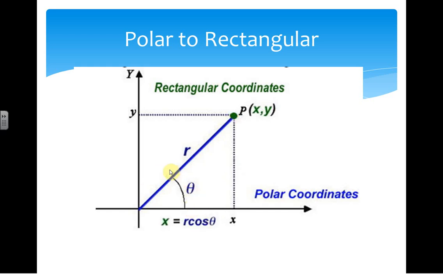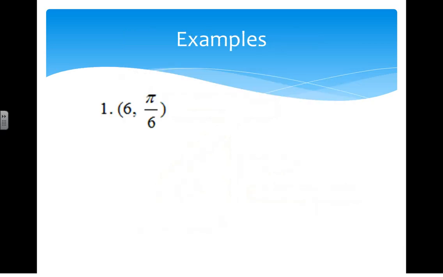Think back to your algebra, trigonometry from geometry. The easy stuff: cosine theta is adjacent over hypotenuse. So if I want the x distance, that's going to be r times cosine theta. Same thing goes with finding y: opposite over hypotenuse, y is going to be r times the sine of theta. You need to know those two things. x equals r cosine theta, y equals r sine theta. That's all you have to remember.